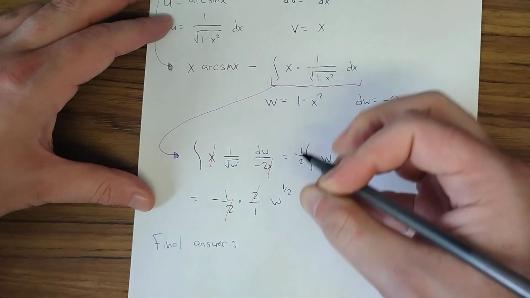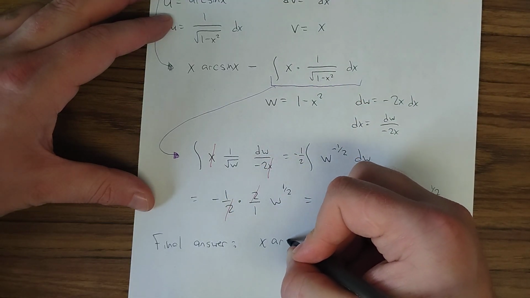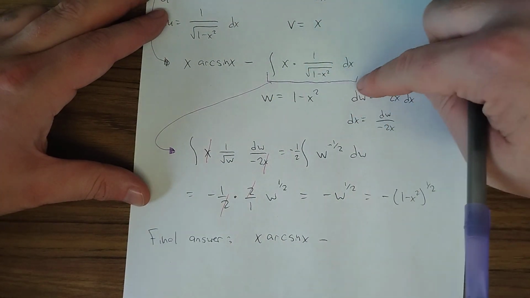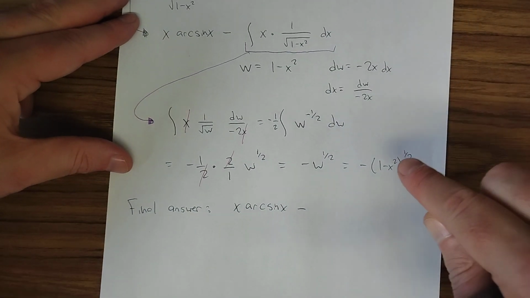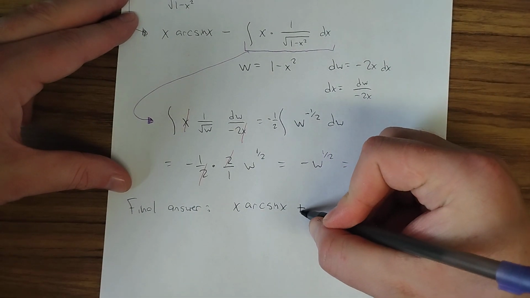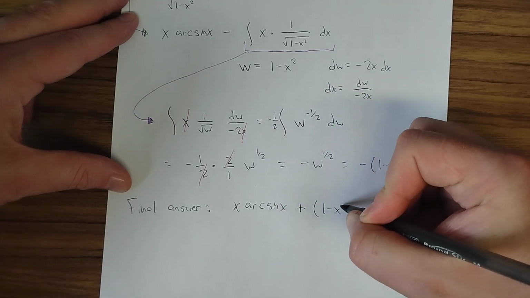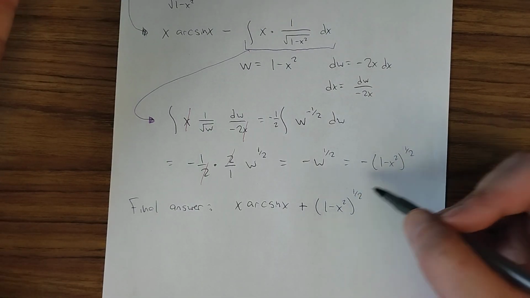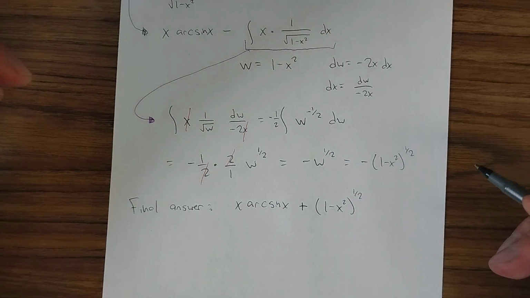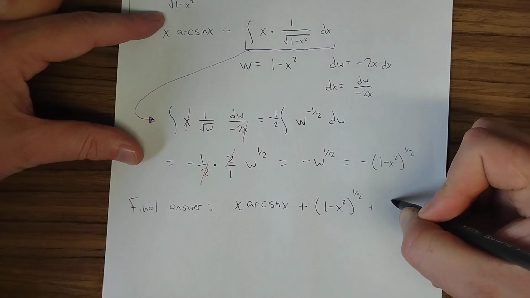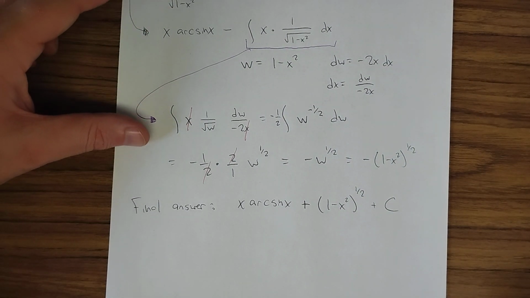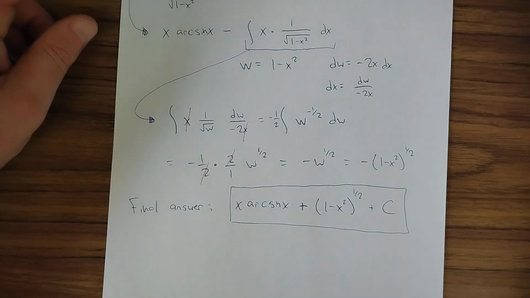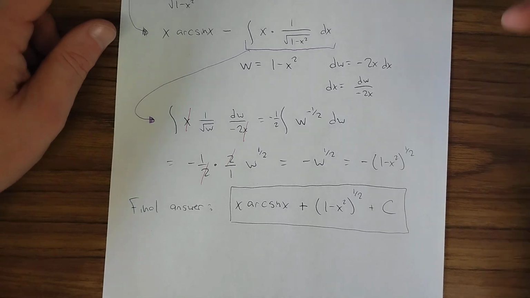Final answer. x arcsine x minus whatever this turned into, which was this. So actually let me write plus 1 minus x squared to the 1/2. And I could turn this 1/2 power back into a square root again, but let's just leave it the way it is. And I should write plus c. All right, good.